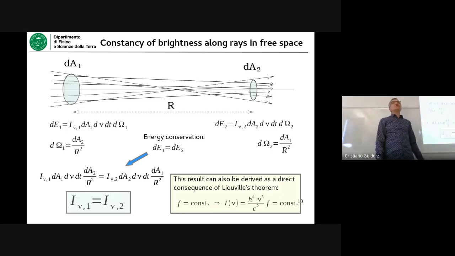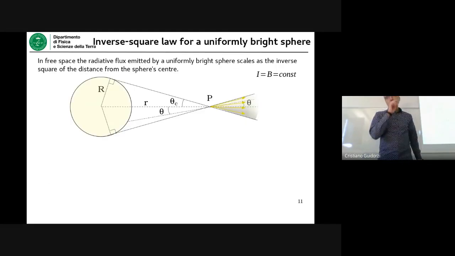Another way to put it: if you're very fond of the Liouville theorem and a more elegant, posh way, either way, the important thing is to reach the same conclusion. I doesn't change along the path in free space. This is an easy case, an important application, where from some aspects we recover the results about the flux scaling with distance that we already found. But in addition, it tells us something more.